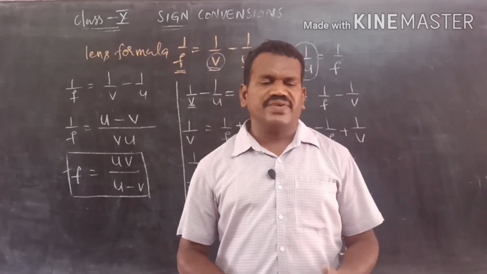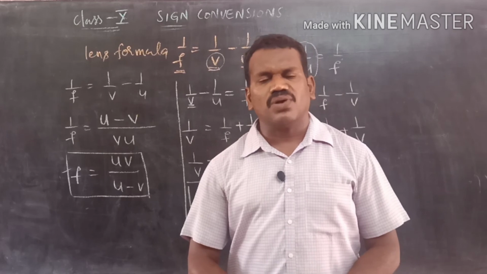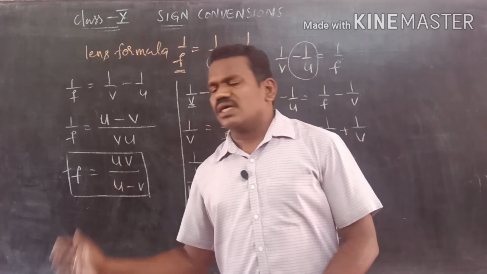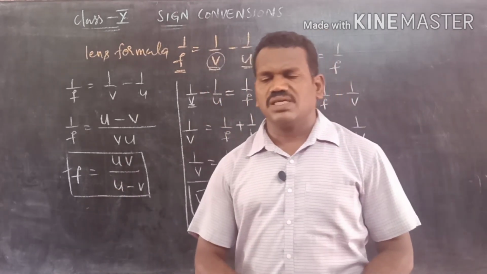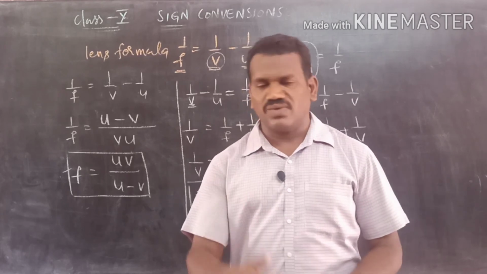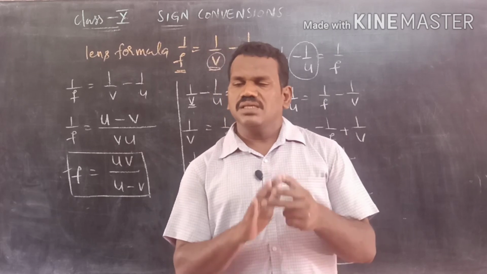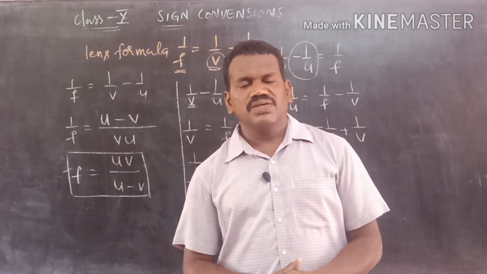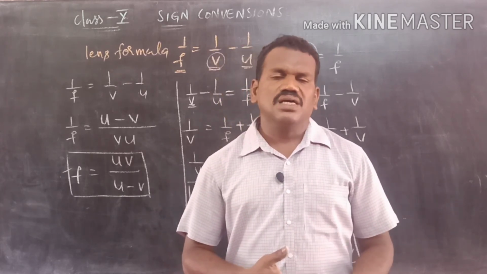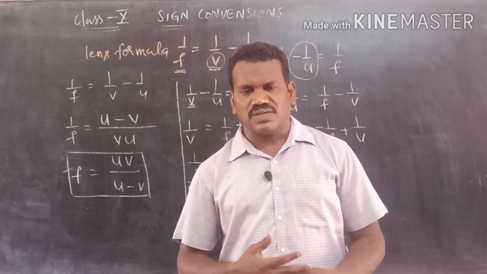In the next coming video, we are going to discuss the problems regarding the lens formula, 1 by f is equal to 1 by v minus 1 by u, by applying sign conventions. In optics, which deals with light, we should compulsorily apply the sign conventions.